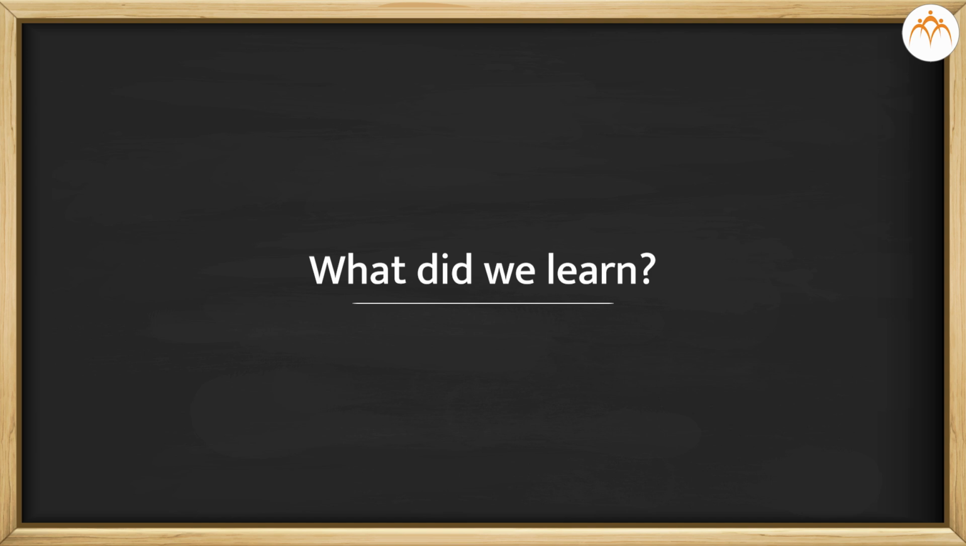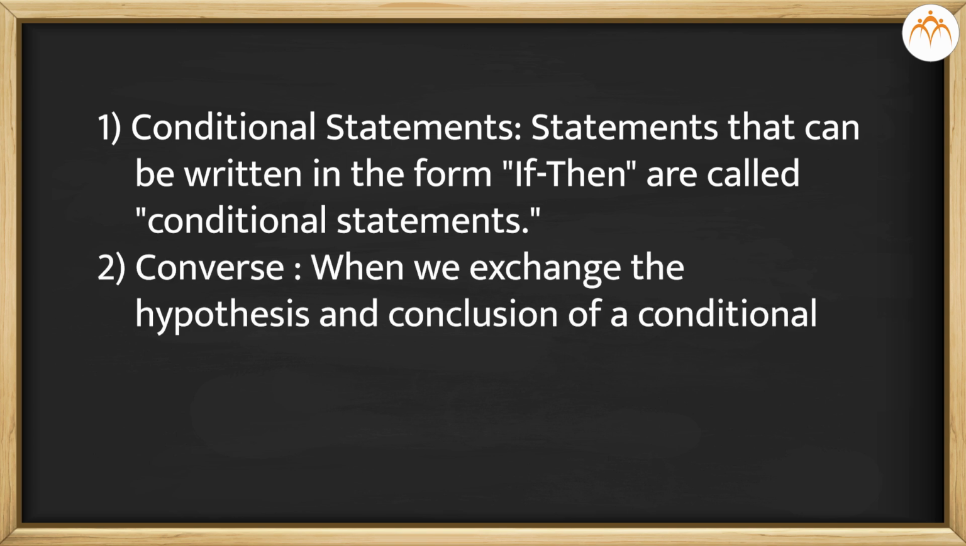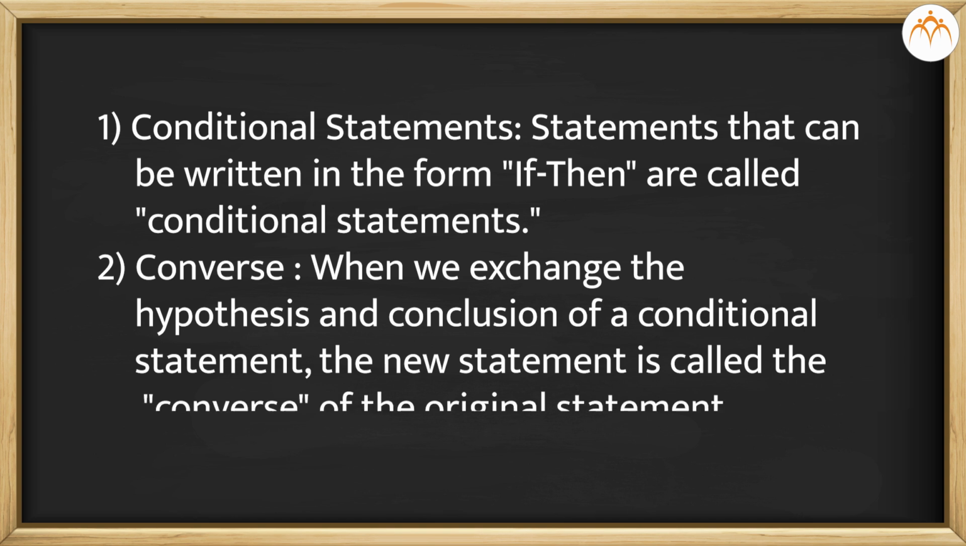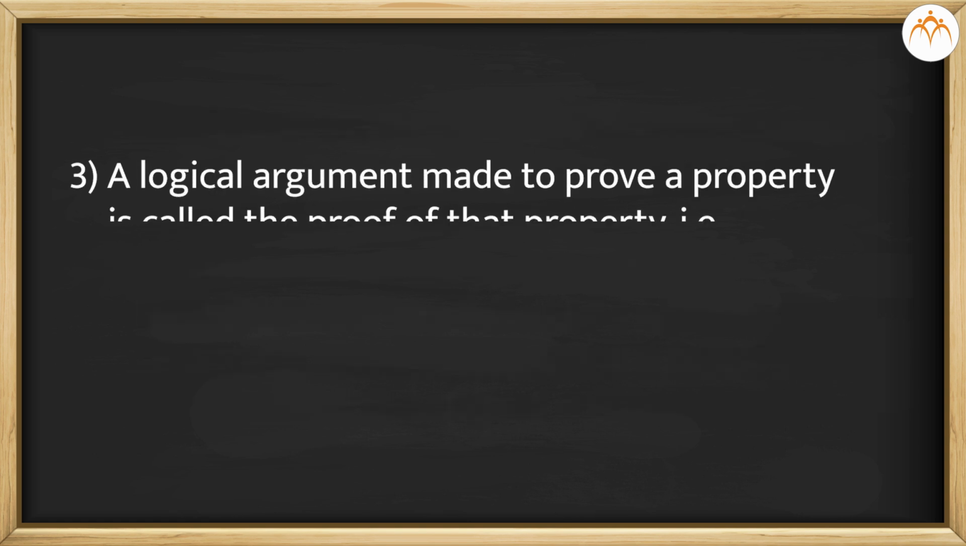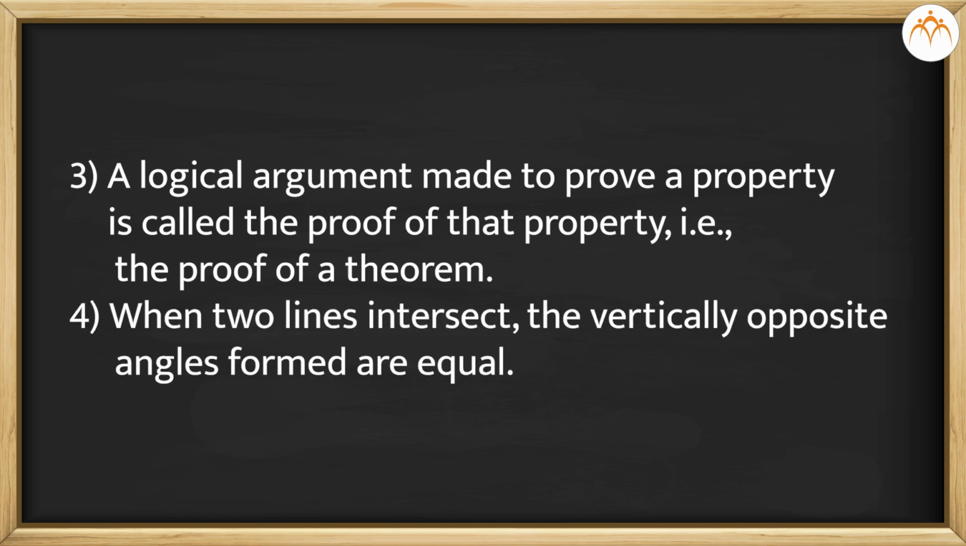What did we learn? 1. Conditional statements. Statements that can be written in the form if, then are called conditional statements. 2. Converse. When we exchange the hypothesis and conclusion of a conditional statement, the new statement is called the converse of the original statement. 3. A logical argument made to prove a property is called the proof of that property. That is, the proof of a theorem. 4. When two lines intersect, the vertically opposite angles formed are equal.